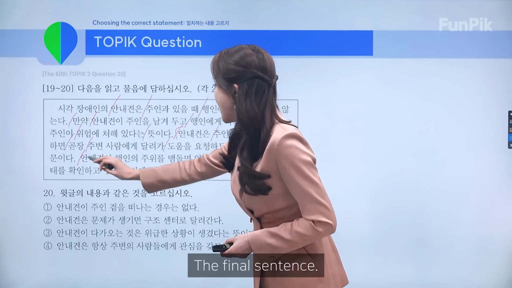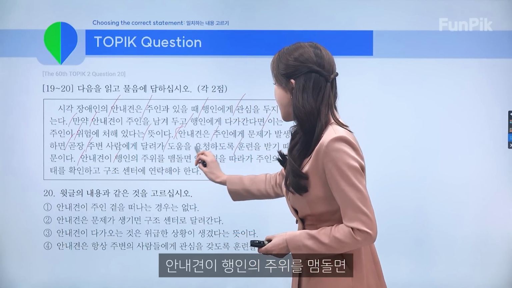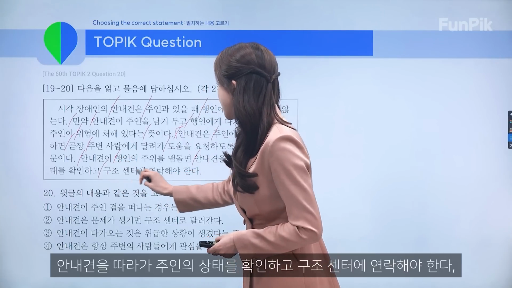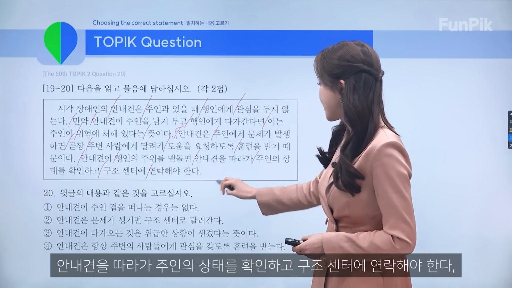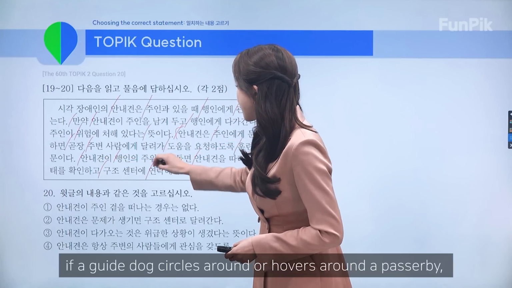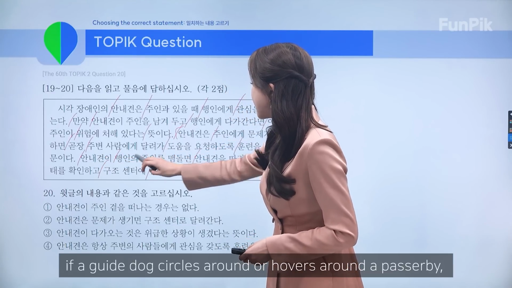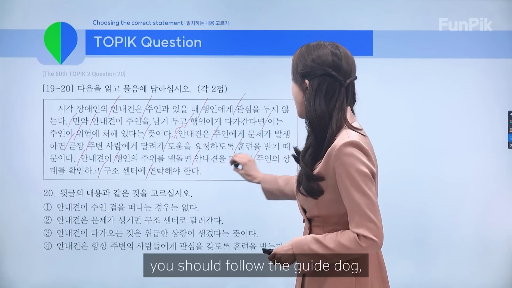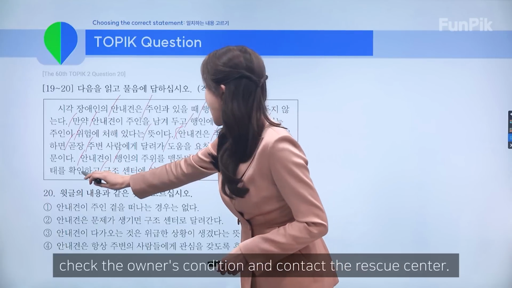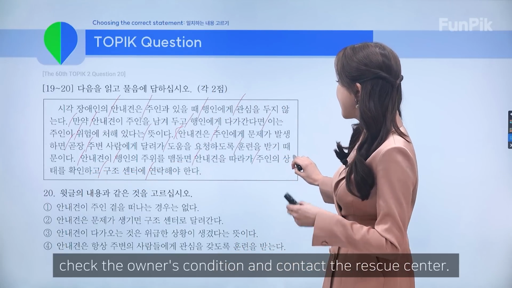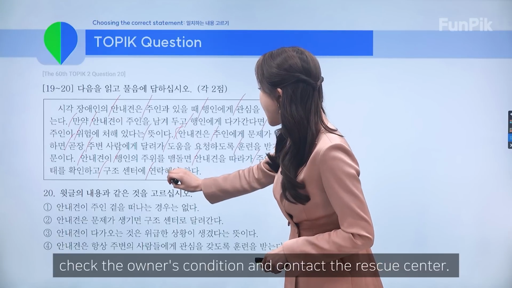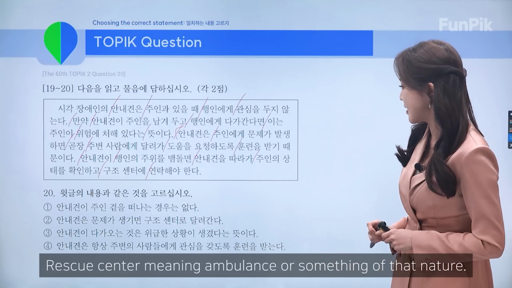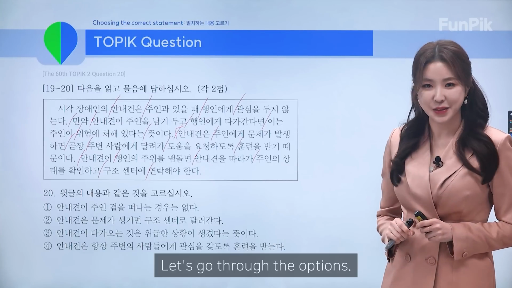The final sentence. 안내견이 행인의 주위를 맴돌면 안내견을 따라가 주인의 상태를 확인하고 구조센터에 연락해야 한다. If a guide dog circles around or hovers around a passerby, you should follow the guide dog. Check the owner's 상태, condition, status, and contact the rescue center. Rescue center meaning ambulance or something of that nature. All right, let's go through the options.